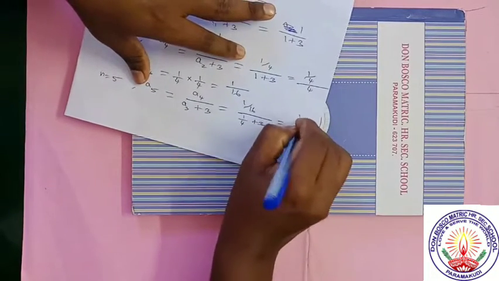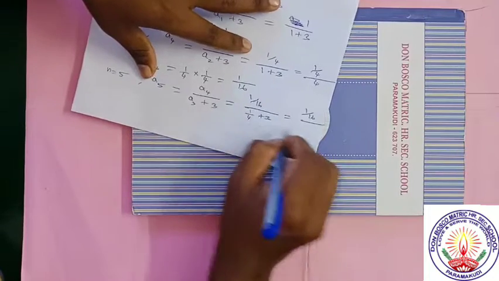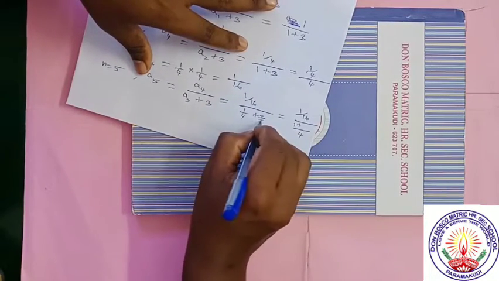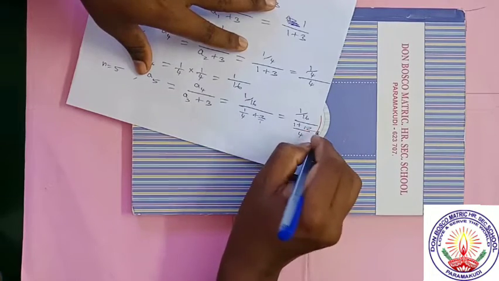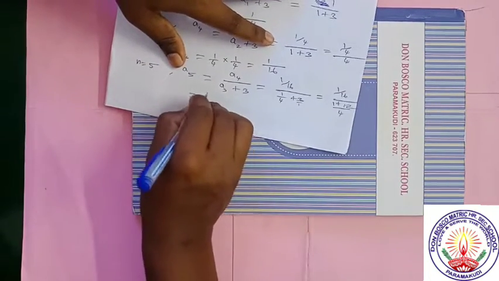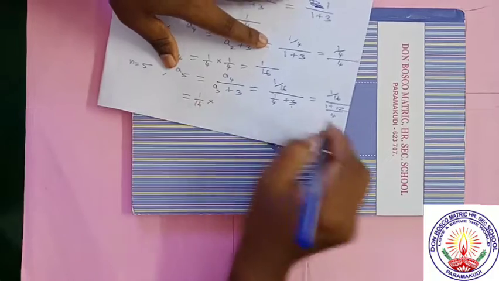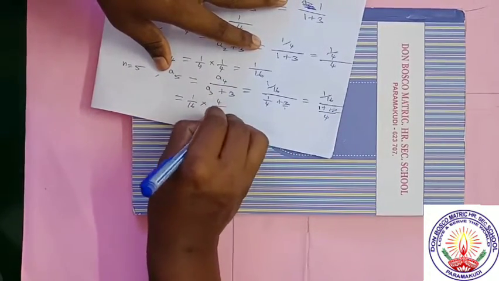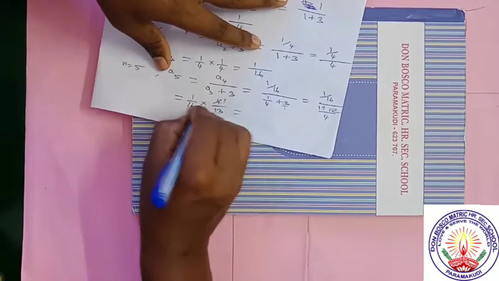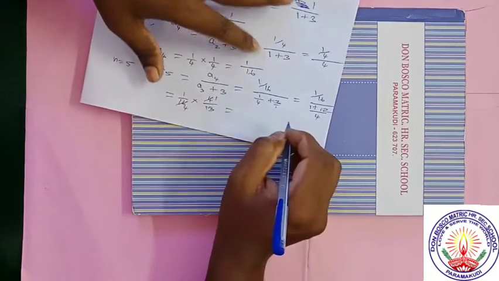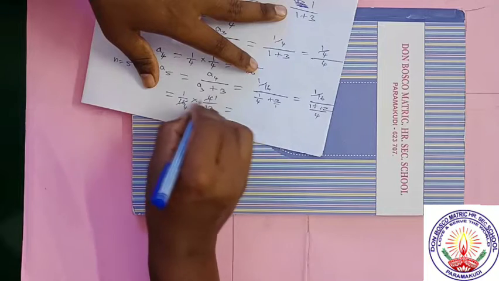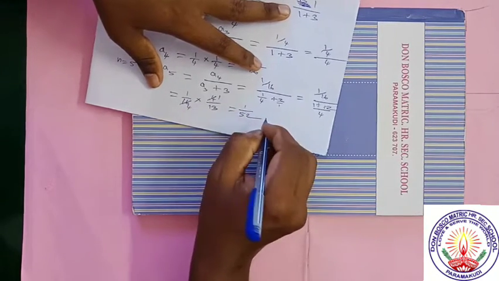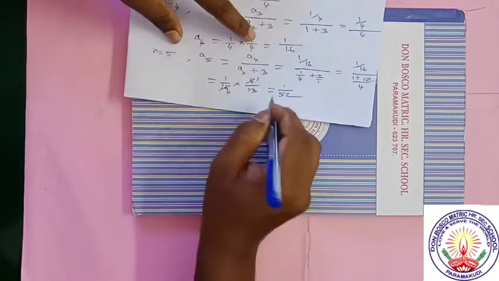So answer is equal to 1 by 16 divided by, we have to take LCM 4. 1 plus LCM 1 3 4s are 12. So which is equal to 1 by 16 into, add 1 plus 12, 13. 4 by 13. So now we can cancel. 1 4 is 4. 4 4s are 16. So which is remaining, 1 into 1 is equal to 1. 4 13s are 52. Therefore, this is a5.